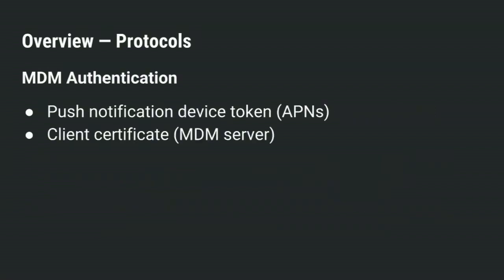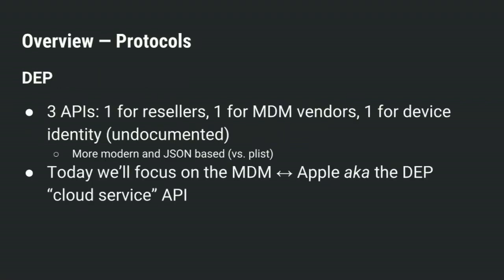Authentication works differently for each of these. As I mentioned earlier, that client certificate issued via SCEP is used for authenticating to the MDM server. For the push notifications, that's actually done via a push notification token. We won't be going in depth on APNS today because there's already been a lot of research on that whole area. So that's why we won't be diving into that today.